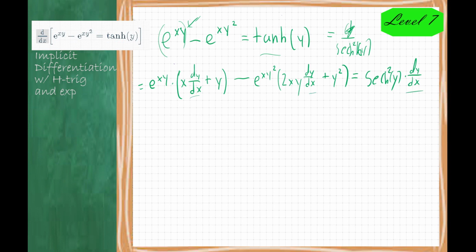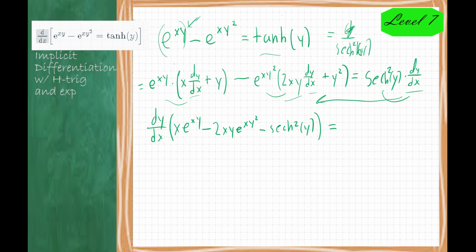Now we want to again bring these dy over dx terms on the same side, but to do it faster, we'll actually just do it directly from where they are in their expressions. So it's being multiplied by x times e to the xy if you were to distribute. And then here it's being multiplied by negative 2xy times e to the xy squared. And then here it would come to the left side, so we'll just do minus here. And it'll be minus sech squared y.